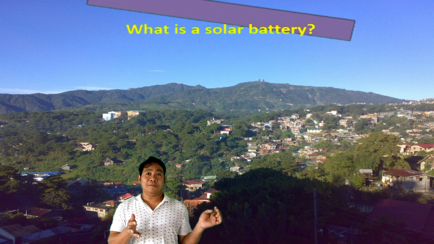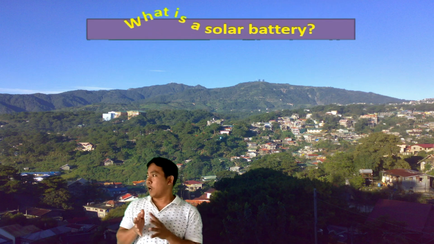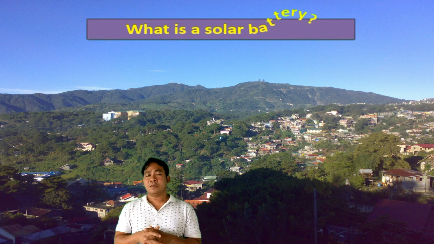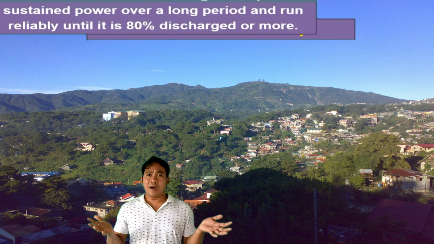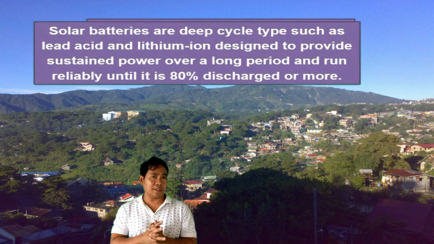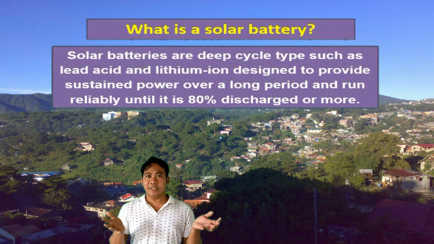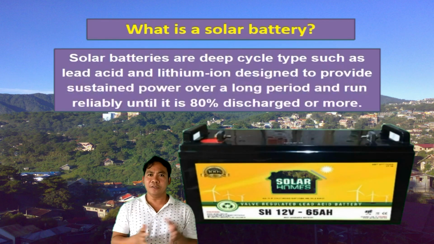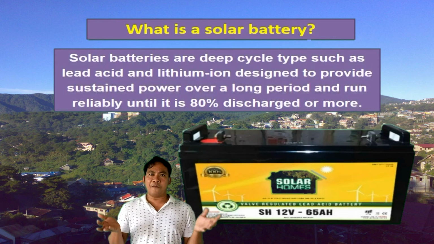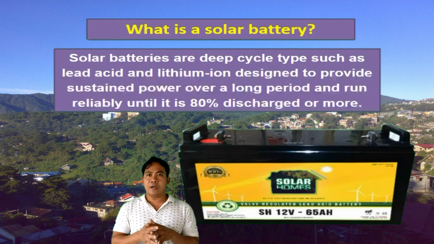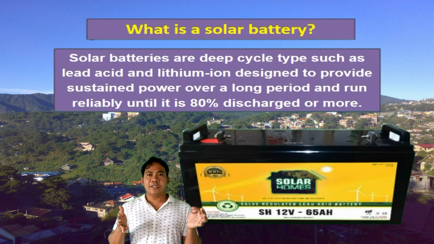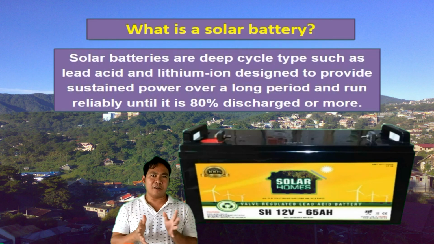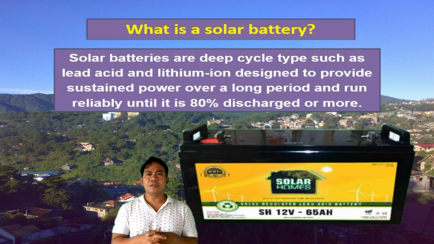And next is the solar battery. The solar batteries are deep cycle type, such as the lead acid, and the expensive one is the lithium ion. These are designed to provide sustained power over a long period. It will run until it is 80% discharged. There are many types of battery also.